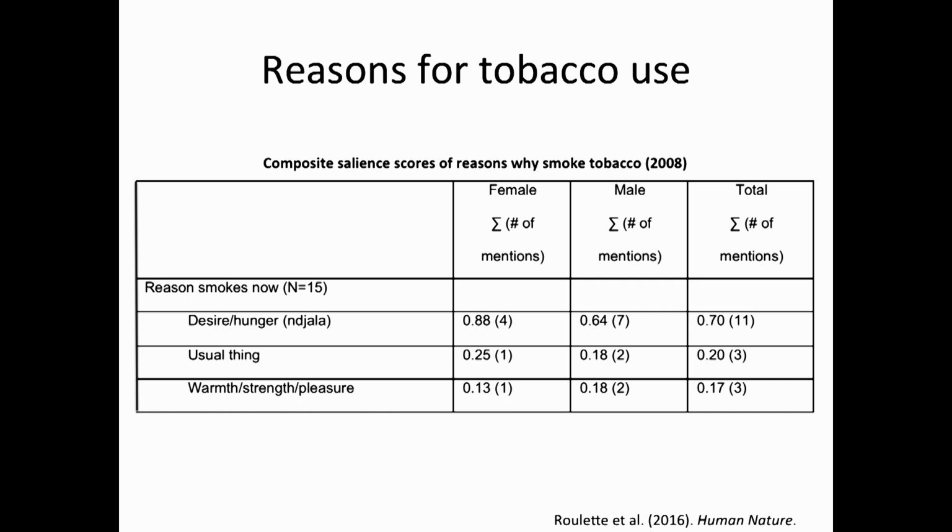The number one reason why people are smoking is probably something very similar to what people would say here: desire or hunger, their term for it is njala. They basically probably have a dependency on this. They're craving tobacco or craving nicotine. Then warmth, strength, and pleasure was the least mentioned one. These are what we call salient scores. Basically, people list things and you value them based on their rank in the list. But this is only mentioned by 3 people.